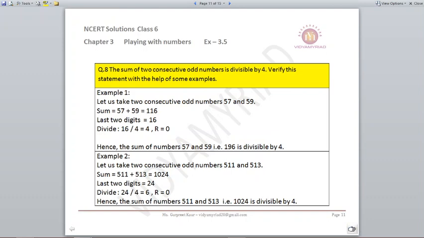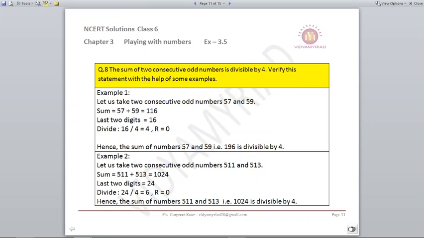Question number 8. The sum of two consecutive odd numbers is divisible by 4. Now first understand what was the divisibility rule of 4. We have already done it earlier. It states that we will see only the last two digits. If it is divisible by 4 and the remainder is coming as 0, the whole number will be divisible by 4.